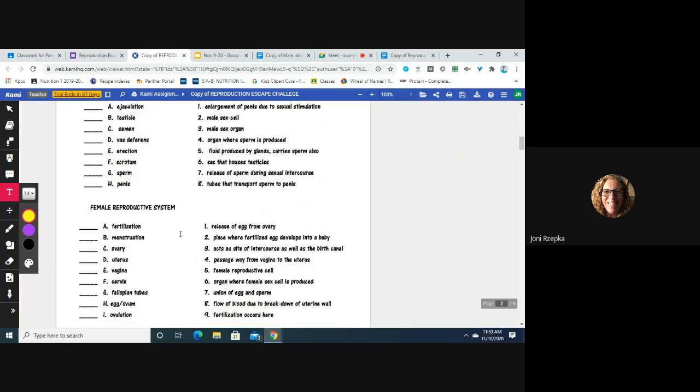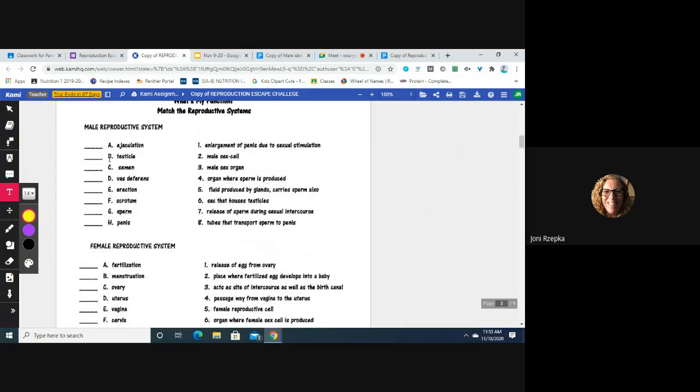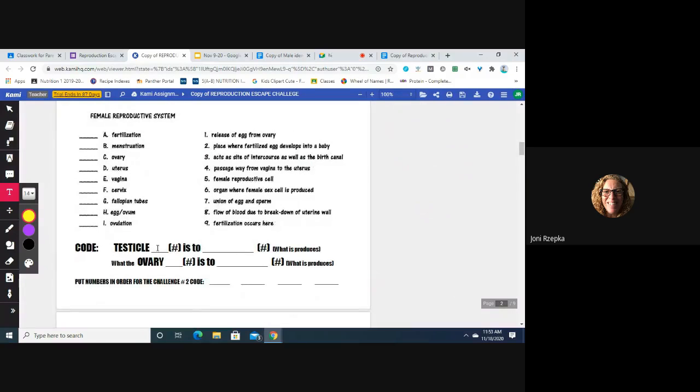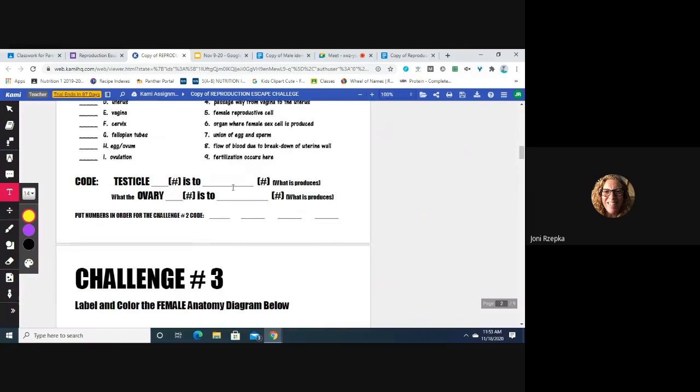Okay, so you go down to the code. It says testicles. So what is the number for testicles? Let's say this was 4. So you put 4 here, is to blank. So what do the testicles produce? Somebody tell me, what do testicles produce? Sperm. Okay, so you go back up here, and whatever sperm's number was, you put that number here.